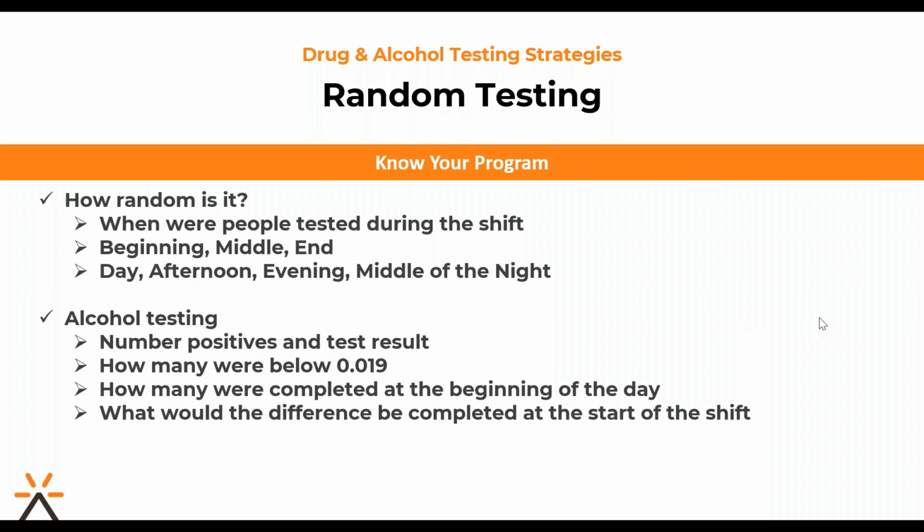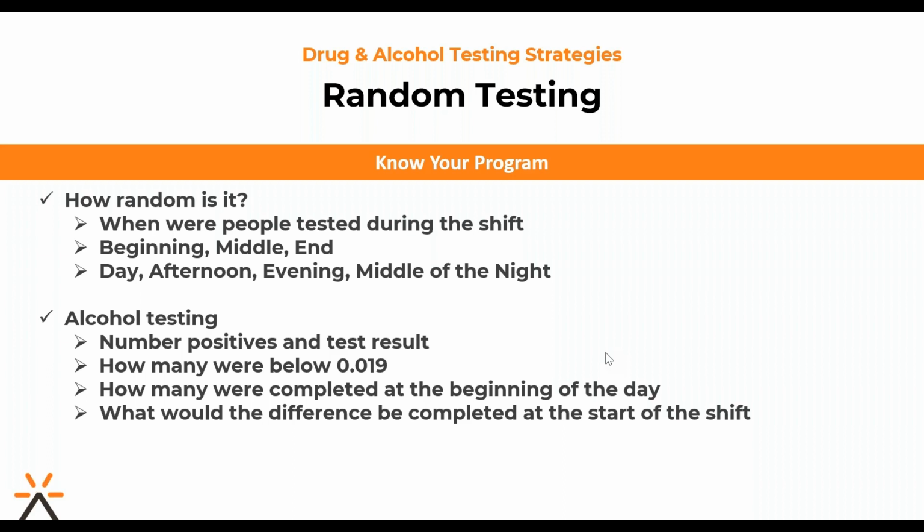Additionally, alcohol testing. This is an important thing to look at because you're going to want to look at the number of positives that you had and that test result. I went over that briefly in that test report. If you have 5 tests that drop below a 0.019 or 0.02 that were screening, and so you didn't get a confirmation test on them, I might ask myself, why did that happen? And I might go in and look at those.